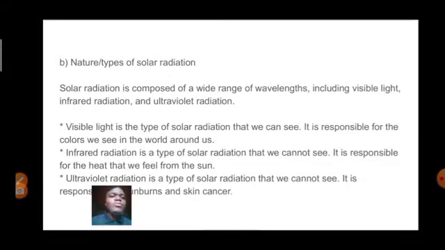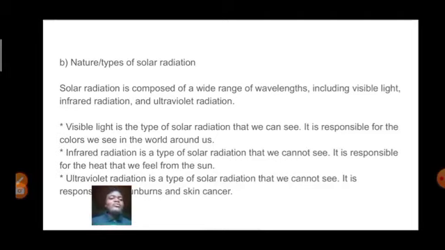Let's proceed. Let's look at the nature and types of solar radiation. Solar radiation is composed of a wide range of wavelengths, like we saw earlier on. There are three major categories of wavelength here, and under that we shall look at visible light, the infrared radiation, and then the ultraviolet radiation.